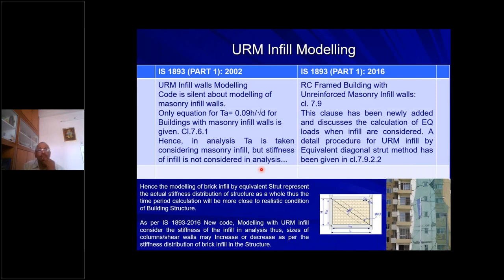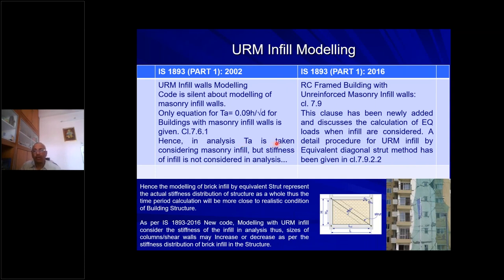Now coming to the effects of unreinforced masonry. Previously, unreinforced masonry was an infill actually. With reference to unreinforced infill wall modeling, the earlier code was silent about how you can model these in the presence of infill walls. The code did not say anything in the earlier code of practice. They had given only one simple equation, that infill changes the time period. That's all they had taken. But in the analysis, how it should be taken, they were silent actually.